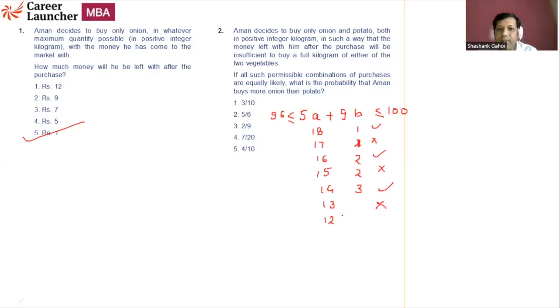Let's take 12, 60, and this comes out to be 4. Acceptable? Yes. If we talk about 11, 11 means 55, and the remaining amount is going to be 45. So 5 kg. Is it acceptable? Yes. 10, 5, but still 5 left. So no. Okay, 9. So it can be 6.